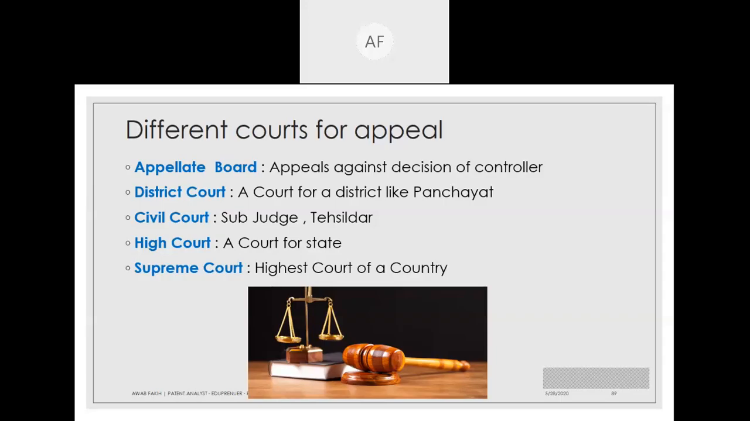Still, if you're not satisfied and the matter has become bigger and bigger, then you can go to the Supreme Court, which is the highest court of the country. So this was all about the courts, where you can appeal and file an application in the different courts.